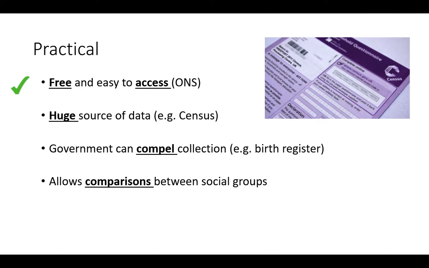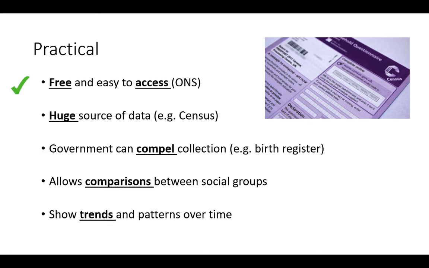You can compare between social groups. This is one of the great practical strengths. Because you've got this wide-ranging data, and because you often have data on, for example, people's social class, you can start to then say, okay, how are kids on free school meals doing compared to kids who are not on free school meals? How are Black Caribbean boys doing compared to Black Caribbean girls when it comes to GCSEs? And you can start to make those really interesting comparisons. And that's only because you have got this massive source of data that is divided up by social group.